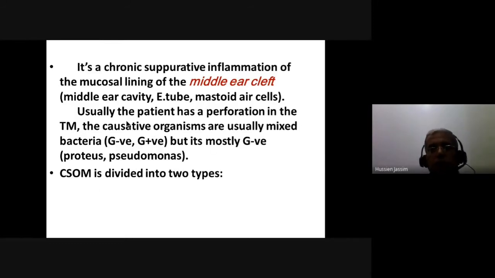The major cause is the types of organisms involved here, which will cause a type of inflammation of the bone or the periosteum, so we get osteitis and a chronic infection even after healing. The types involved here are gram-negative bacteria, Proteus especially, and Pseudomonas. Pseudomonas is the major enemy in chronic suppurative otitis media.